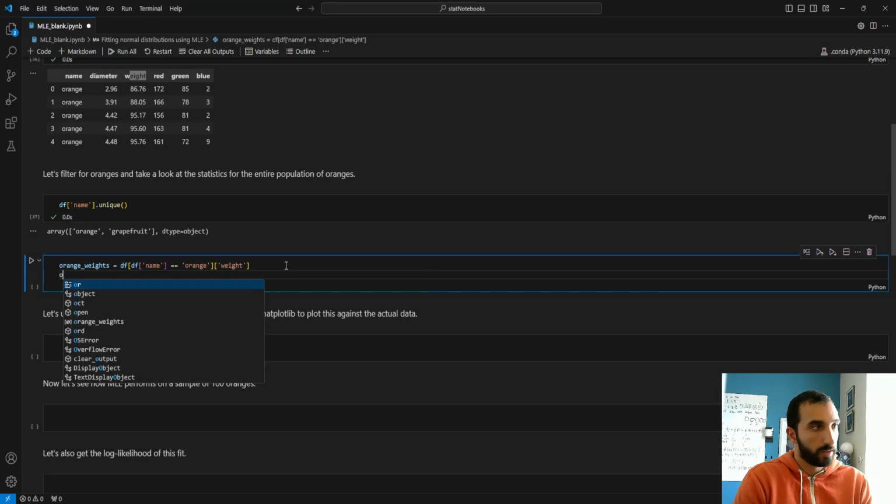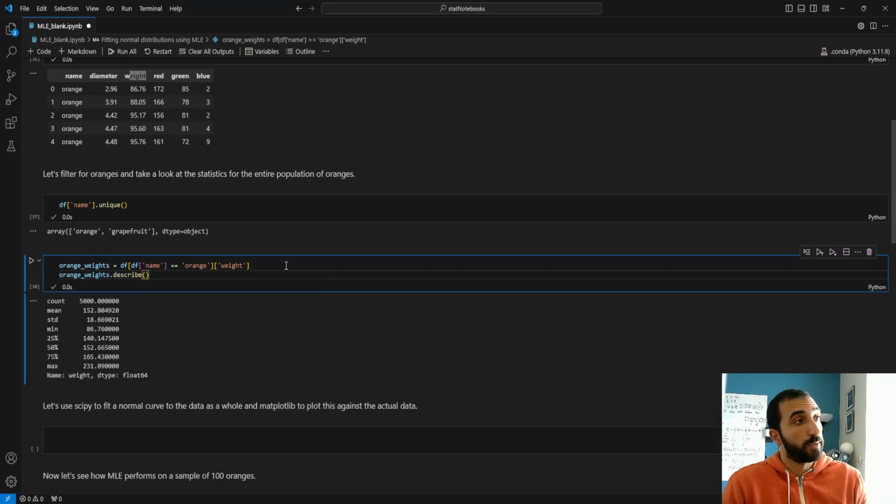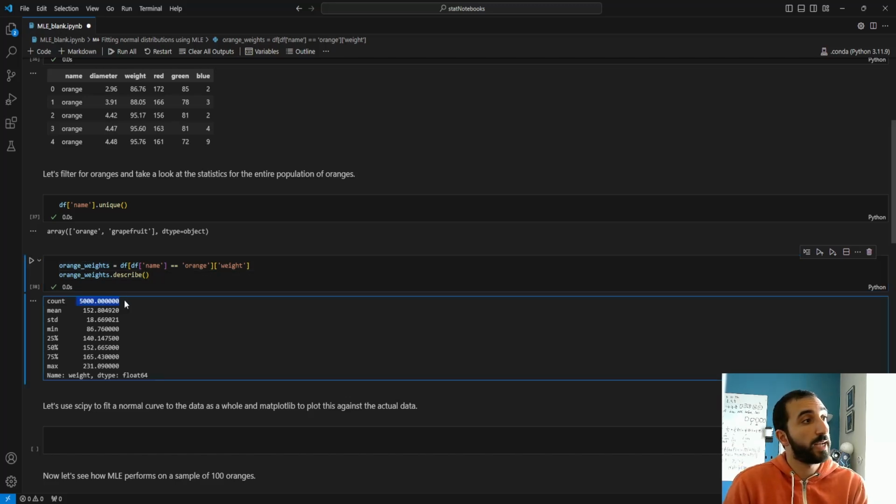And let's also take a look at some statistics here, and a helpful way to do that is the describe function. So there we have it. This now contains only oranges and only the weight column. I have 5,000 entries. The mean is about 152, 153. And the standard deviation is 18.66, which is obviously going to be relevant when we start fitting curves.